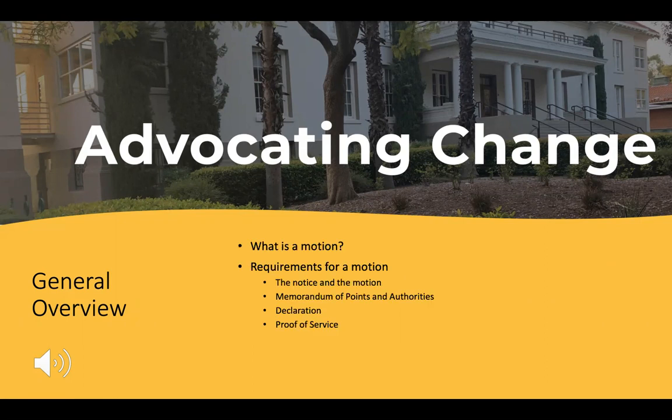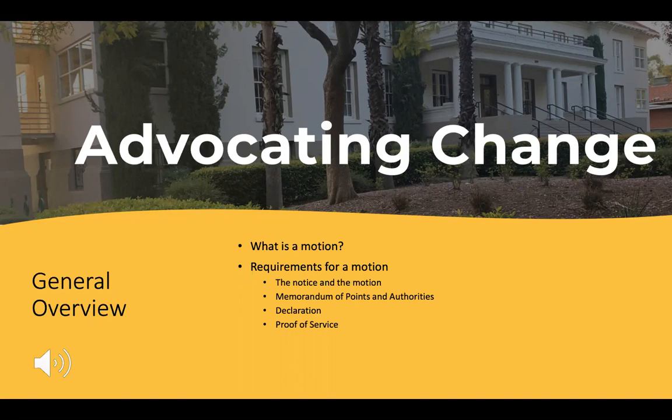Now I will be discussing what a motion is, how they can be used, and what kinds of motions there might be. The general overview is that motions are written documents that ask the court to make orders. Motions can come before, during, or after the trial, and any party may file a motion. Motions must state exactly what grounds are had for the request that is being made. The opposing party may contest the motion by filing an opposition to the motion.